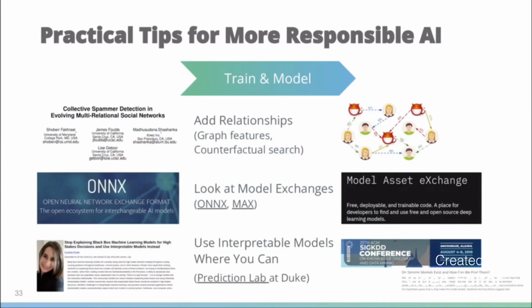If you're in the training phase, again, you can add graph to that. You can add relationships to be more predictive. Relationships are very predictive of behavior. So adding that in with graph feature engineering is a simple way to be more accurate. I actually threw up an example here again in the handout where they're looking at spammer detection, adding in different graphy type of features.